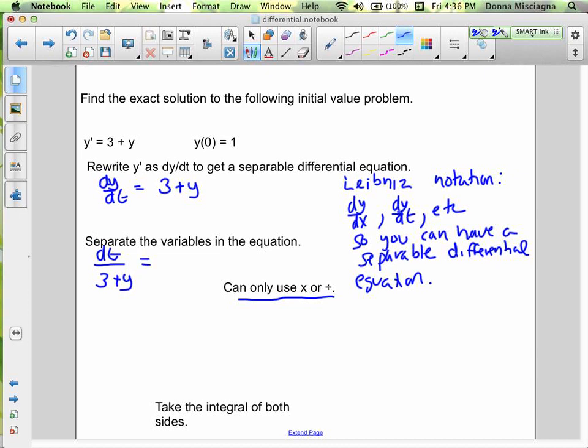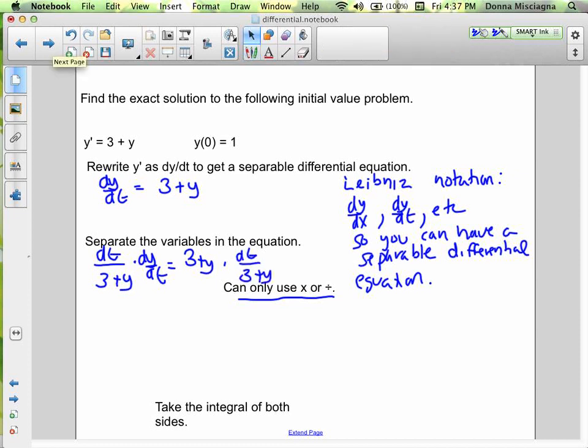Equals, and then I'm going to do the same thing on the other side. I have 3 plus y, oops, except I left off the dy dt. dy dt equals 3 plus y, times dt over 3 plus y. All right, so these 3 plus y's are going to cancel. So I'm dividing both sides by 3 plus y, and I'm multiplying both sides by dt. And these dt's are going to cancel. So now I have 1 over 3 plus y dy equals dt.